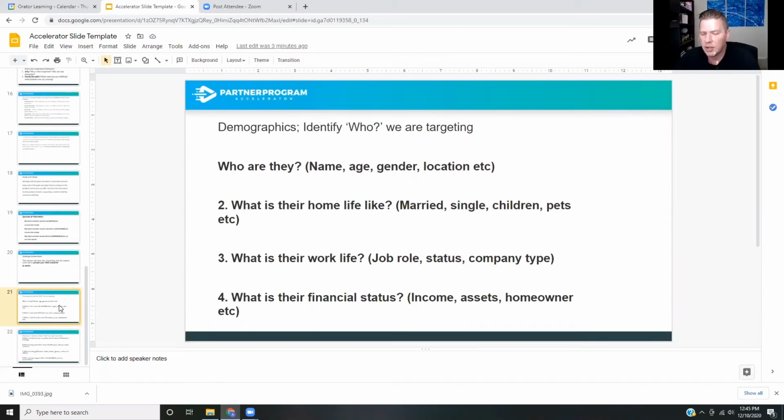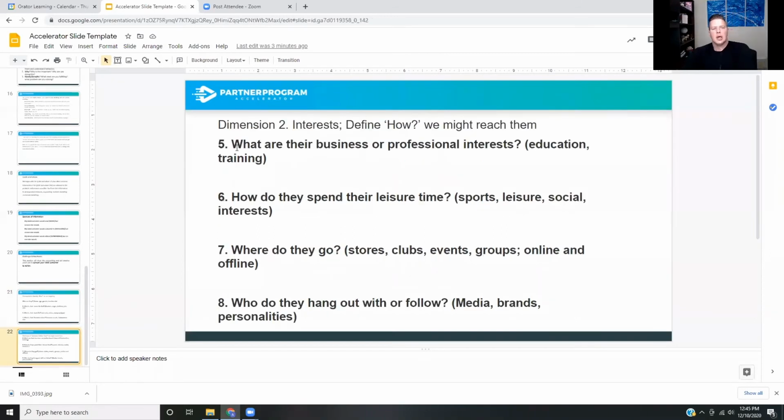What's their work life? So again, their job role. Now, do they list themselves as a CEO or business owner? Think about that, guys. Some of them may not list themselves in that category on Facebook or on LinkedIn. So you've got to find a different way to go after it. Financial status. Are they typically a homeowner? Is it more commercial? What kind of truck or car do they drive? Right? All of that can be part of it.